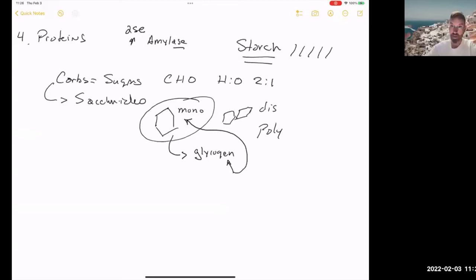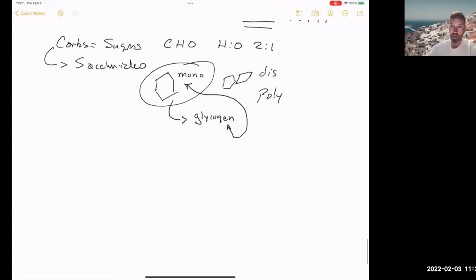So what is important? What else are carbohydrates or saccharides important for? Well, they're important for several reasons. They are an energy source, right? Through combustion, we oxidize them to create energy, ATP.